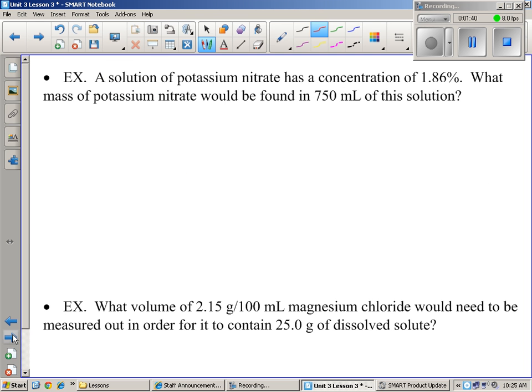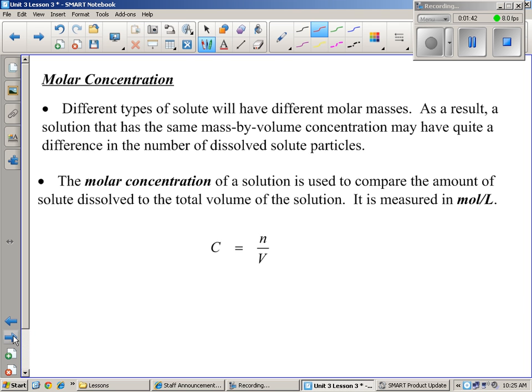Now, today, we are going to move on to something called molar concentration. I would compare this to your PV equals nRT kind of question in Unit 2 gases. That's what this one does. Same importance kind of thing. Most of the time, we're going to be talking about molar concentration.